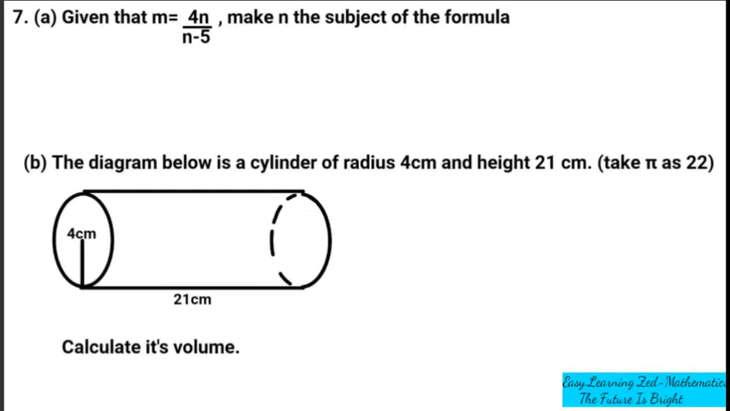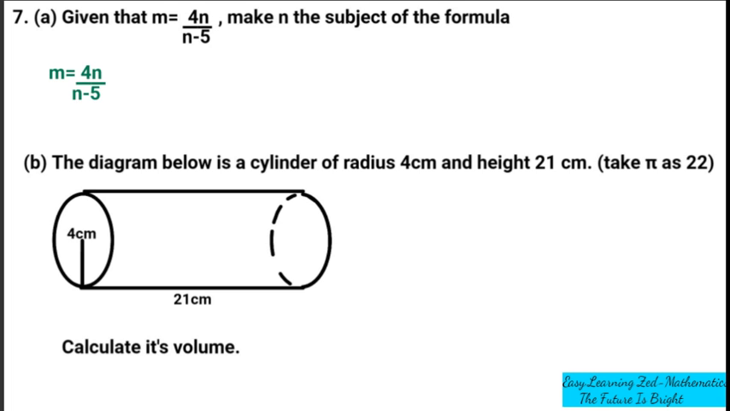Question 7a was as follows. Given that m is equal to 4n over n minus 5, make n the subject of the formula. So students were asked to make n the subject of the formula. To do that, first we are going to rewrite the same expression just the way it is. Then the next step is to get rid of the fraction. So how do we do that? We multiply both sides by n minus 5.